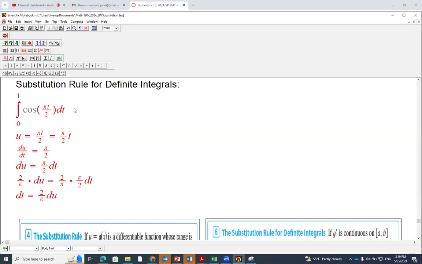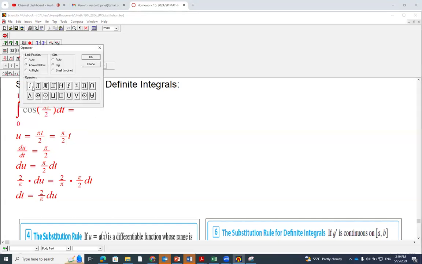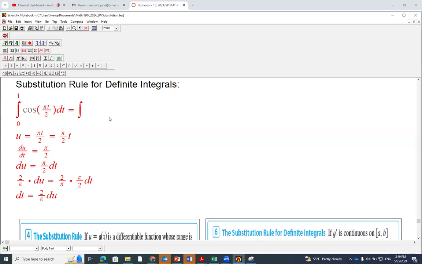By doing so, we transform this to the next step. The cosine becomes cosine u, because u is pi t over 2, and dt will be replaced by 2 over pi du. So the next part to be replaced is the interval.